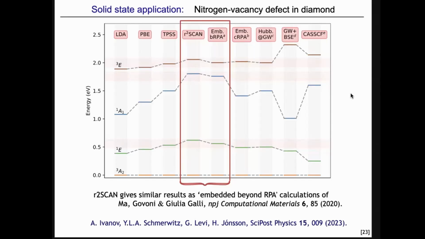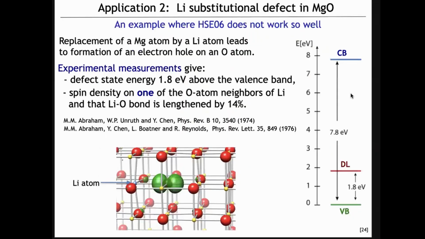There are several other calculations. They are basically up and down all over the place, really. Even GW calculations here, way overestimating the triplet state. Anyway, but HSE06 doesn't always work so great, actually. And I'm going to show you one example of that.